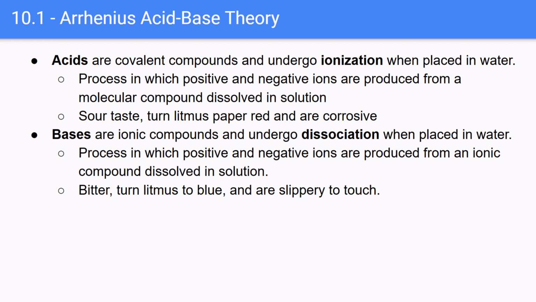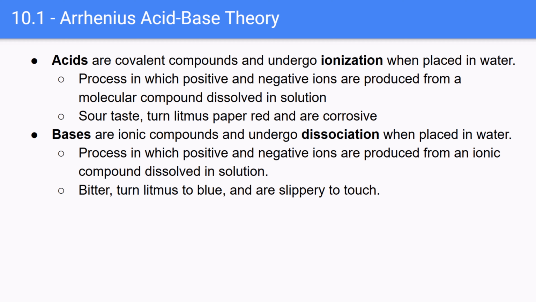And as we mentioned before, acids are covalent compounds that undergo ionization when placed in water. The process is that positive and negative ions are produced from a molecular compound dissolved in solution. So the reason we use the term ionization is that they don't start as ions, they become ions after the process.